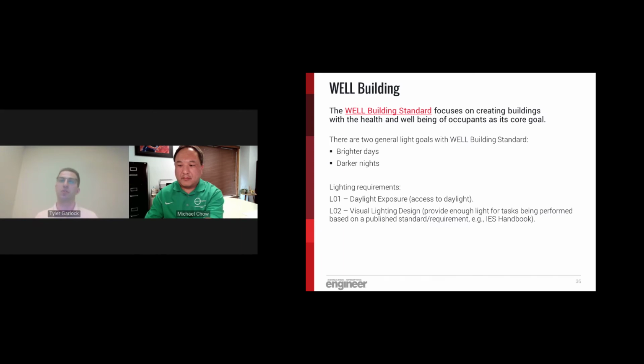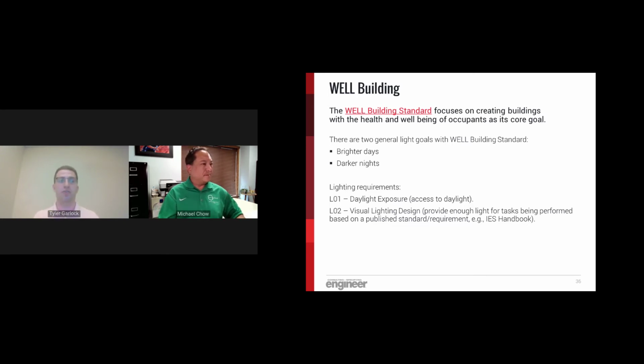There are two general rules of thumb that they like to claim as their most important core values, and that's brighter days, darker nights, as I said earlier. That's trying to mimic what it's like outside, not necessarily with spectrum, but just in general, if you're outside during the day, it's brighter. If you're outside during the night, it's darker, and really giving you that visual cue.